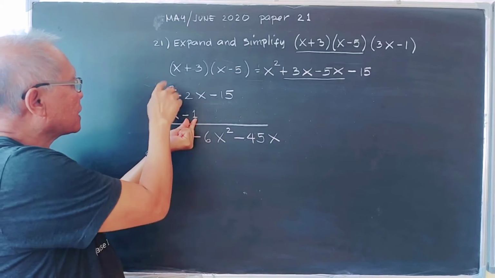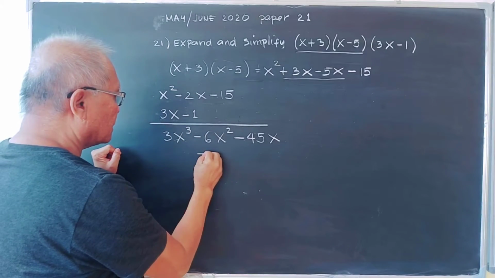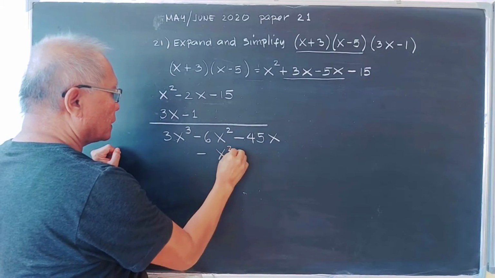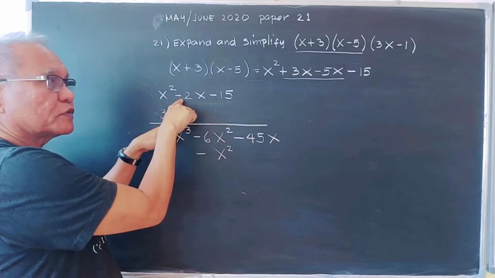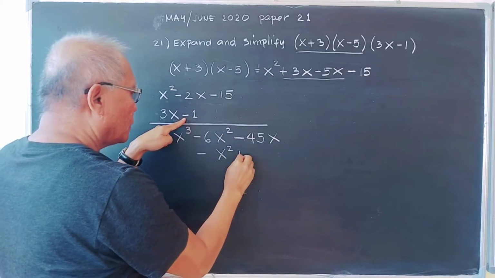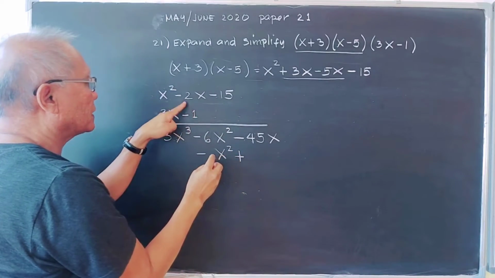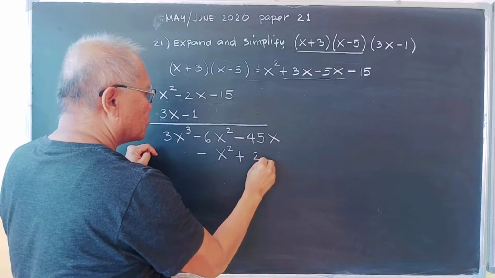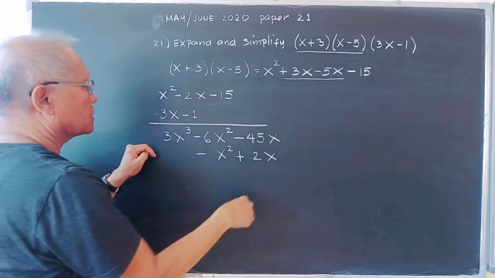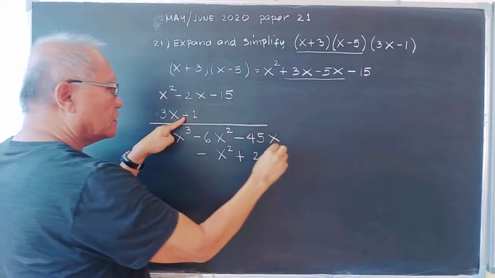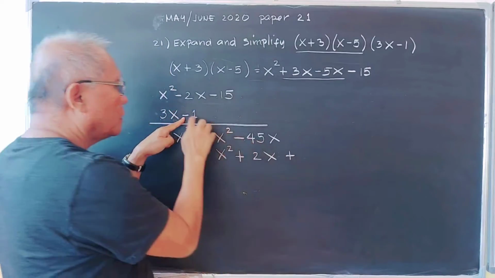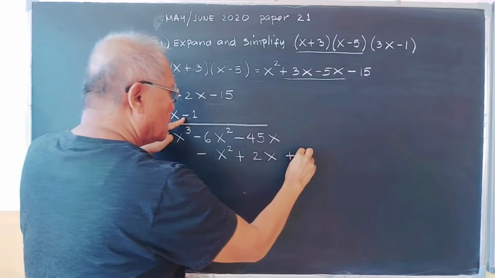Negative 1 times x squared is negative x squared. Negative times negative is positive here. 1 times 2x is 2x. Negative times negative is positive. 1 times 15 is 15.